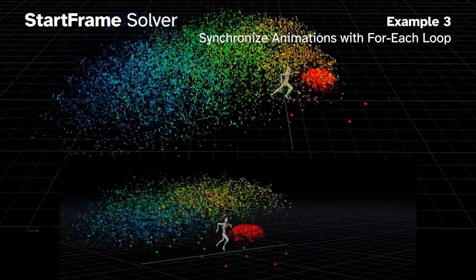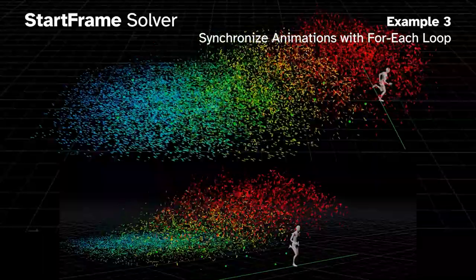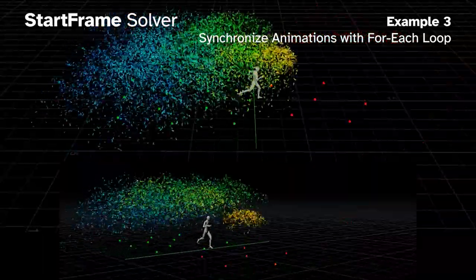In this third example, we put the same setup in a for each loop, allowing to duplicate and synchronize the confetti animation on multiple points.